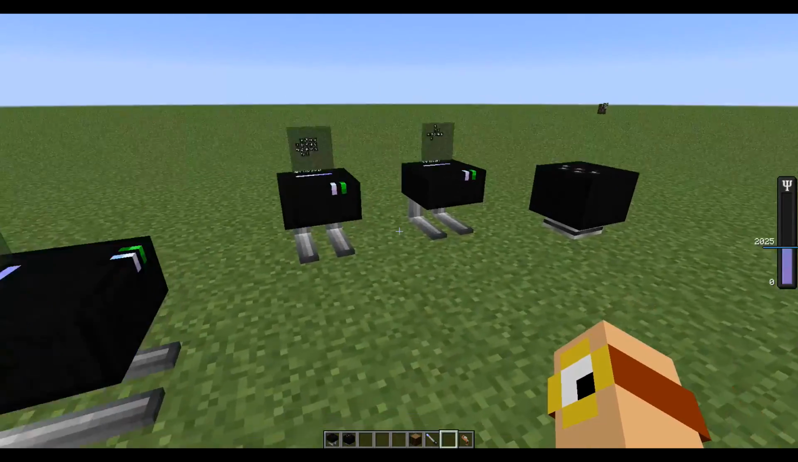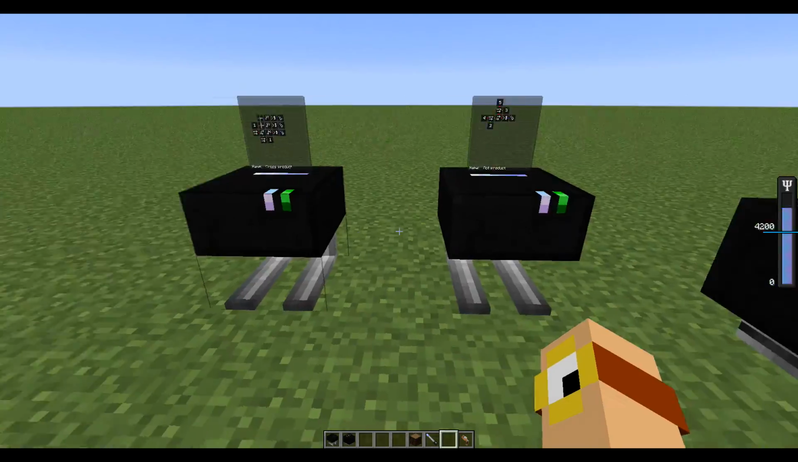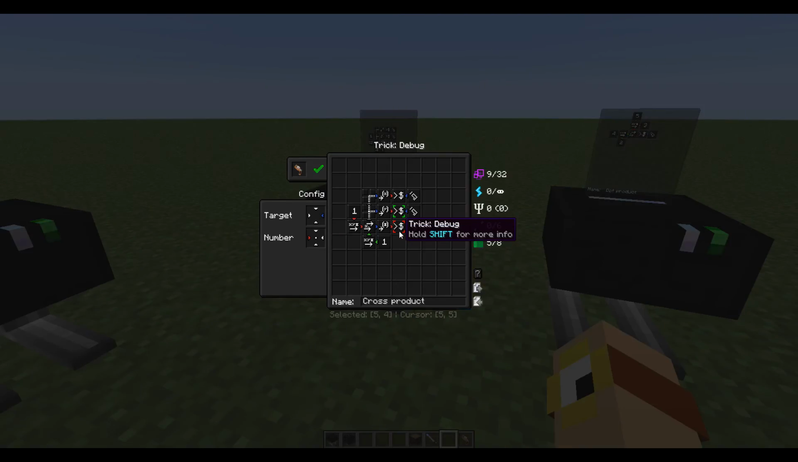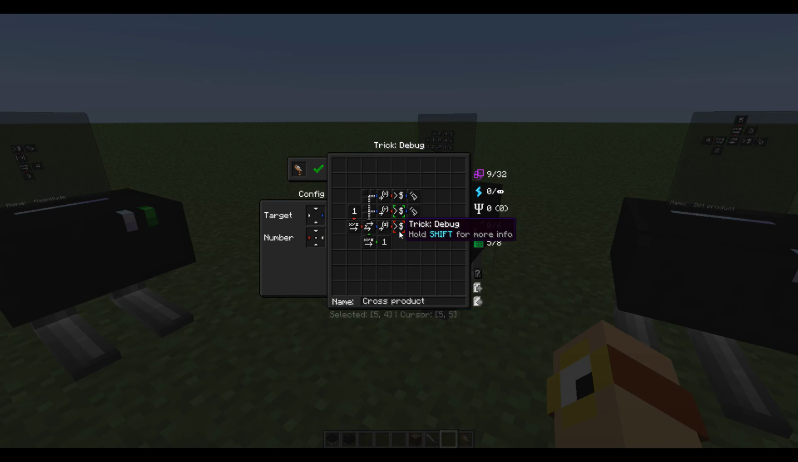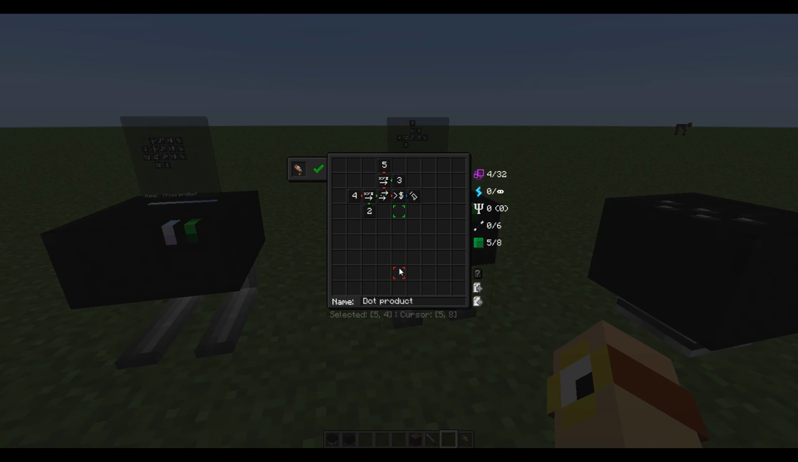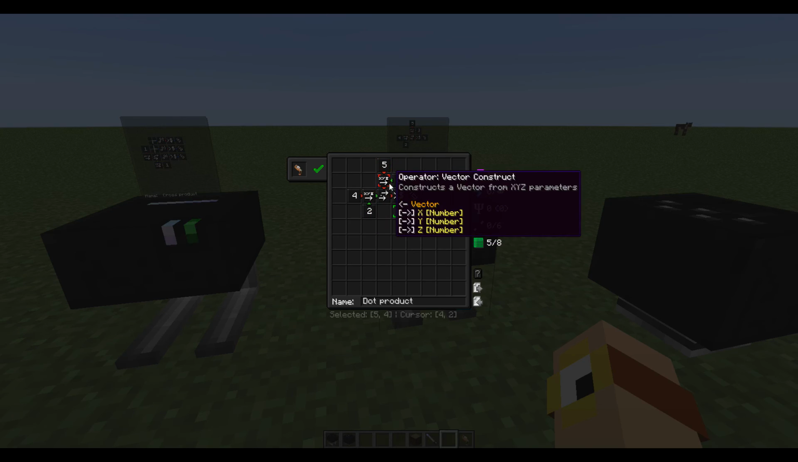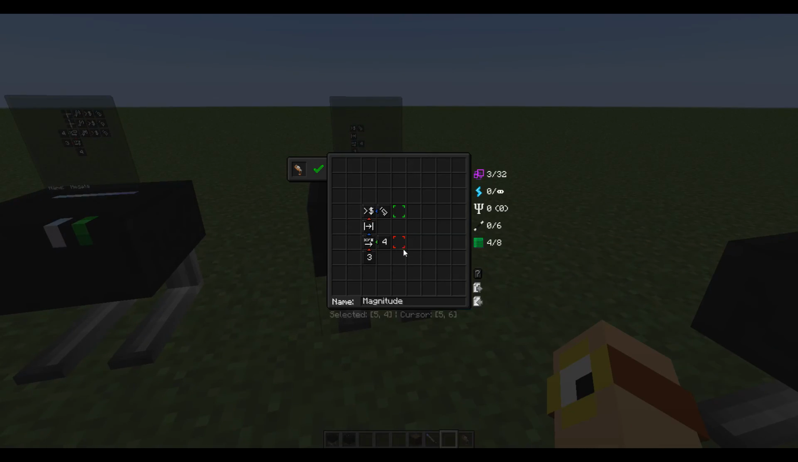So far we've been doing pretty simple stuff with vectors. Now, the next thing is, well, it had to come eventually: cross product and dot product. And, well, they're pretty complicated.